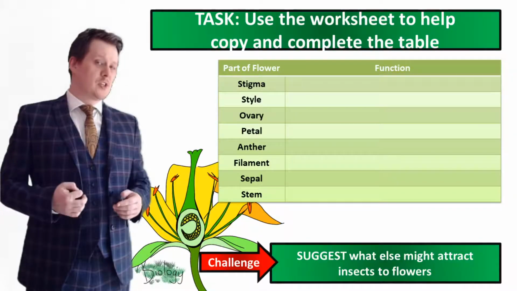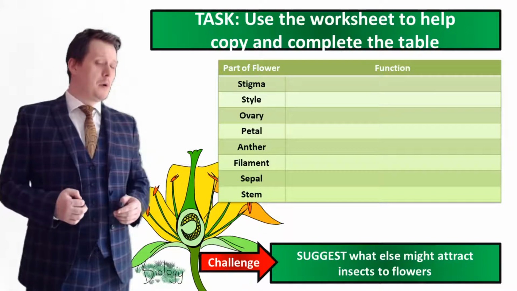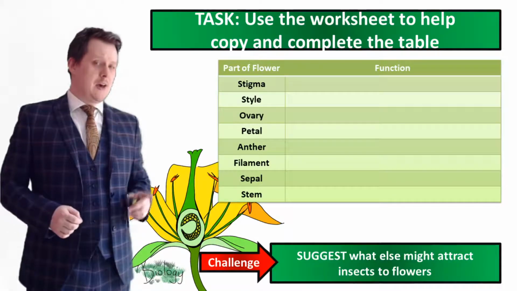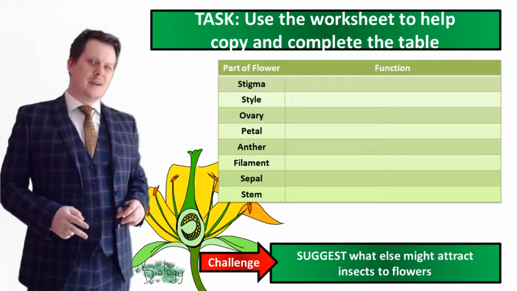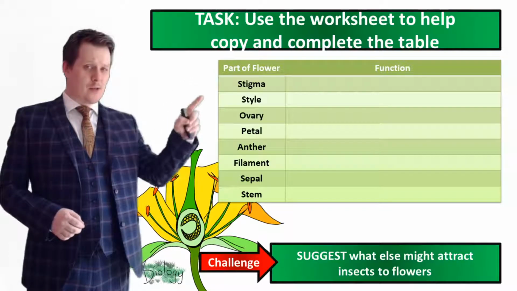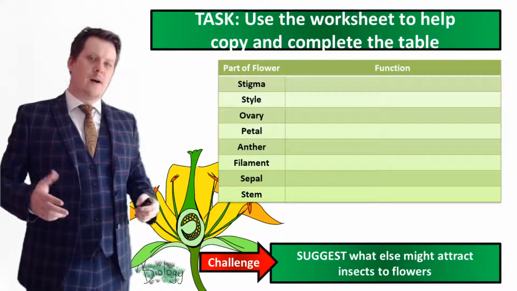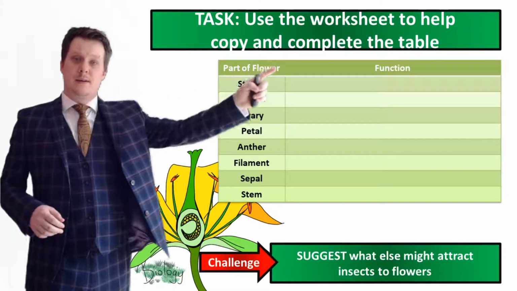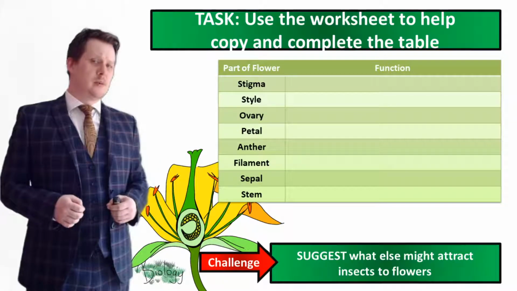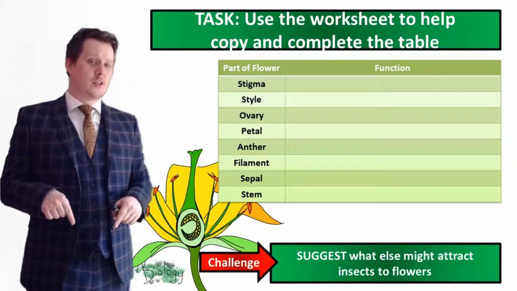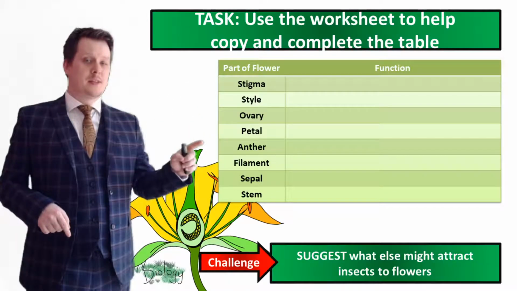In order to help us establish all the functions of all the parts of this plant, I would like you to get down this table in your books. It's got 2 headings and it goes down 9 lines. Our headings are part of the flower and function. And we are going to be using the information contained in the worksheet below to help fill out this table.